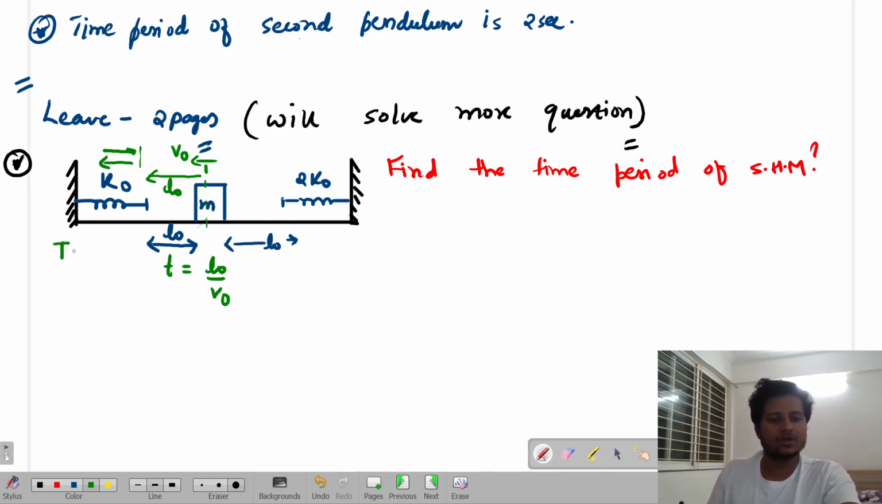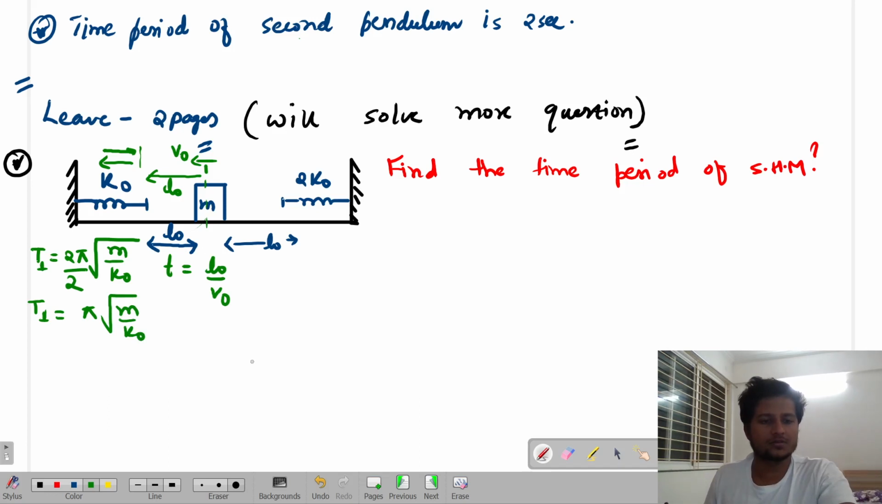So its time period will be what? T of the first spring, 2 pi root under m by k. Write it perfect. How come it is just pi? 2 pi root under m by k. Yeah, basically it will be divided by 2. Correct. So T1 will be pi root under m by how much? k. Okay. Now once again it will return back, isn't it? Once again it will take the time, T is equal to L naught by V naught.